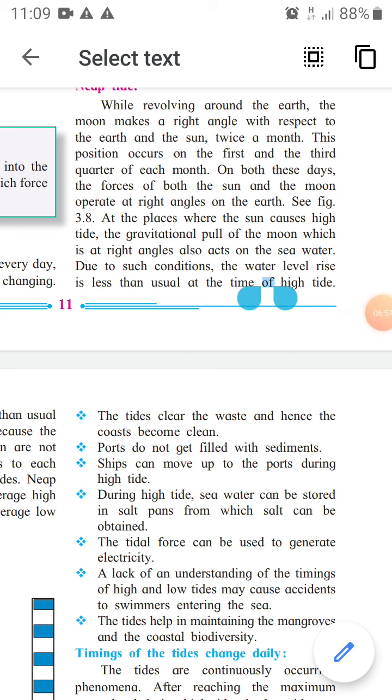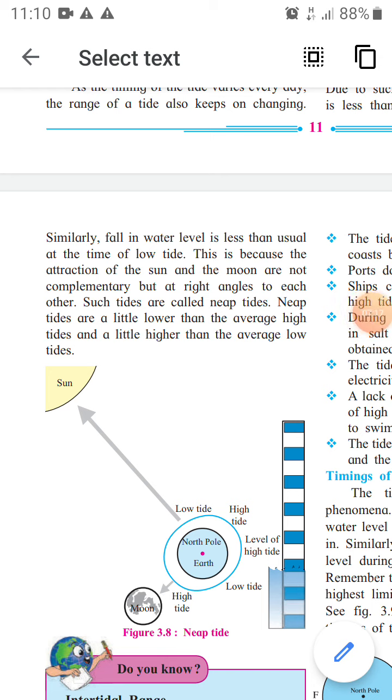At the places where the sun causes high tide, the gravitational pull of the moon, which is at right angles, also acts on the sea water. Due to such conditions, the water level rise is less than usual at the time of high tide. Now see, similarly, the fall in water level is less than usual at the time of low tide, because the attractions of the sun and the moon are not complementary but at right angles to each other.